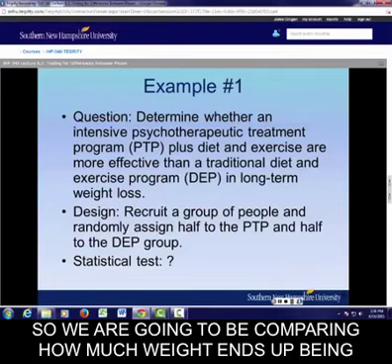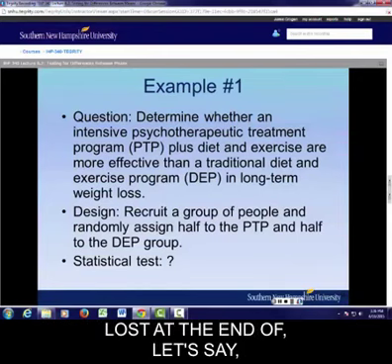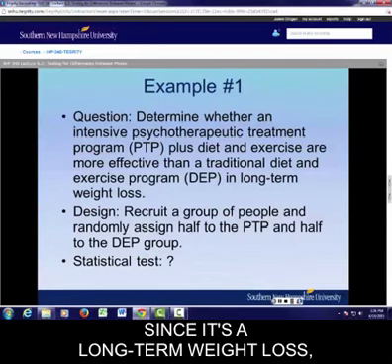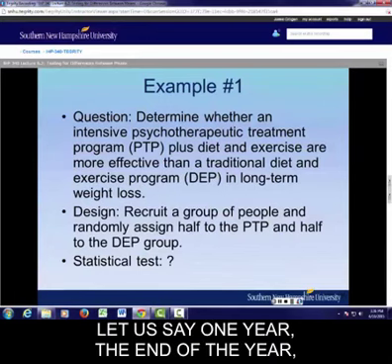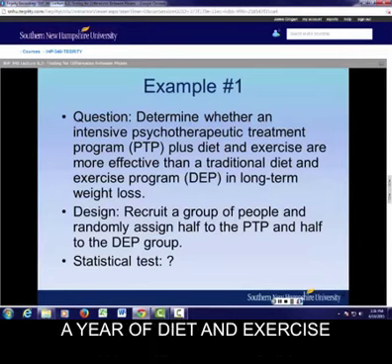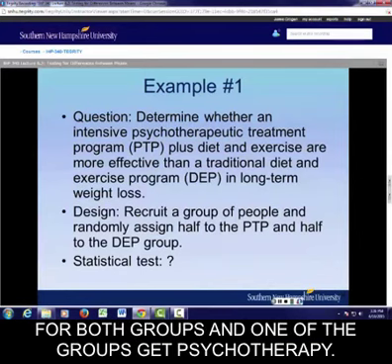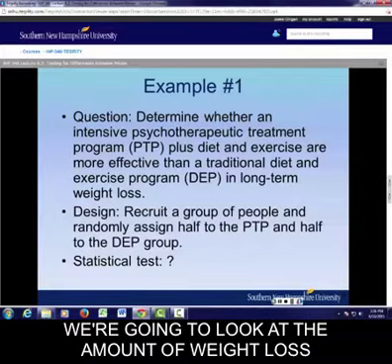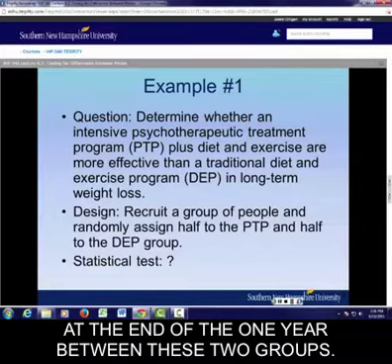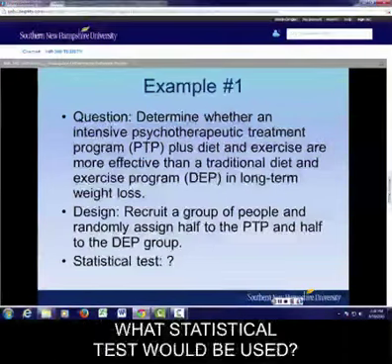So we are going to be comparing how much weight ends up being lost at the end of, it says long-term weight loss, let's say 1 year. At the end of a year of diet and exercise for both groups, and one of the groups gets psychotherapy, we're going to look at the amount of weight lost between these 2 groups. What statistical test would be used?